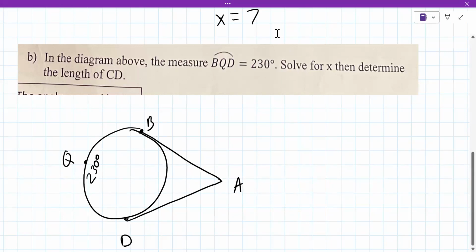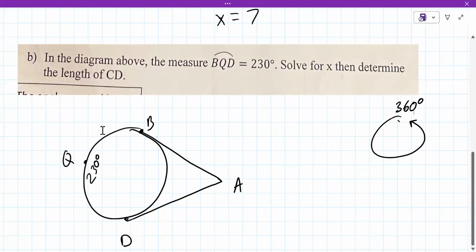Do you remember how many degrees are in a circle? What's the degree measure of a circle? If you go all the way around the circle, how many degrees is that? 360 degrees. Yes.